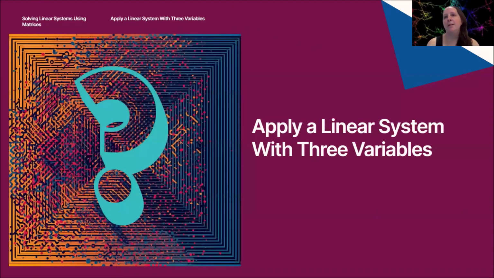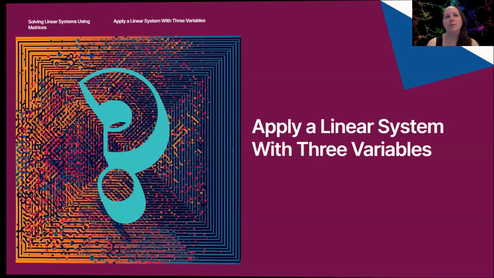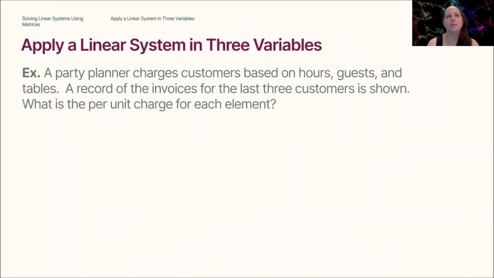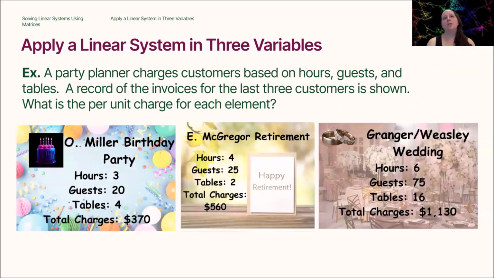Apply a linear system with 3 variables. A party planner charges customers based on hours, guests, and tables. A record of the invoices for the last 3 customers is shown. What is the per unit charge for each element?